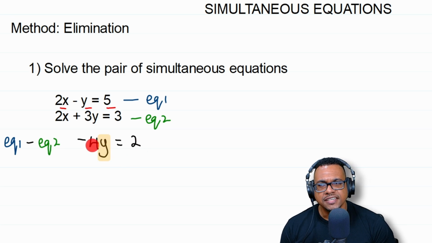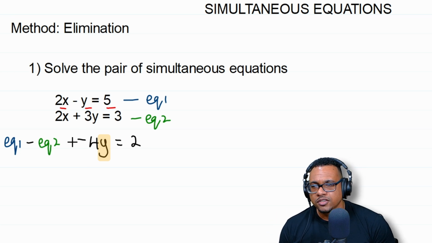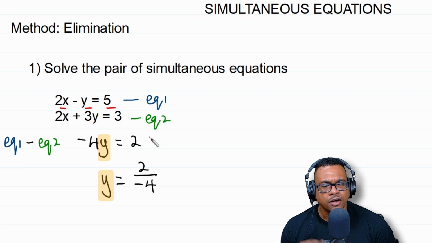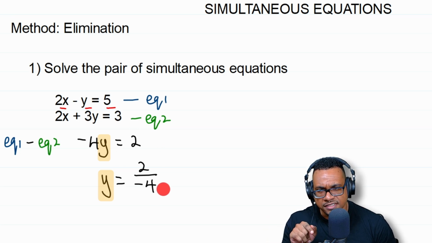So I'll transfer the negative 4 across the equal sign. And now because it's negative 4 multiplied by y, when I transfer it across, the operation will change to division. So I'm going to get y is equal to 2 divided by negative 4. And again, once you are transferring something across and the operation is changing from multiplication to division, the number that you're transferring across will always go underneath.